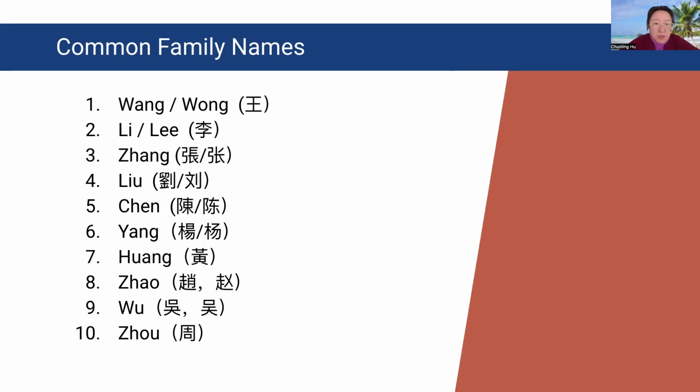Okay, I can read those again. First, Wang. Second, Li. Three, Zhang. Four, Liu. Five, Chen. Six, Yang. Seven, Huang. Eight, Zhao. Nine, Wu. Ten, Zhou. Okay, next.